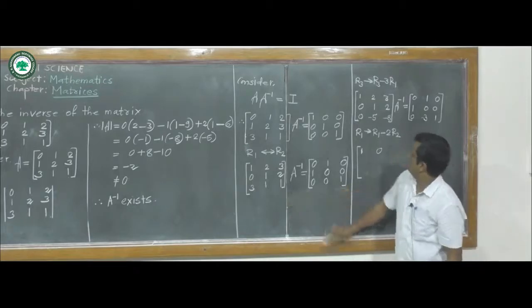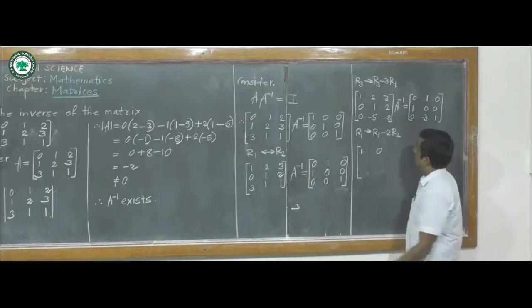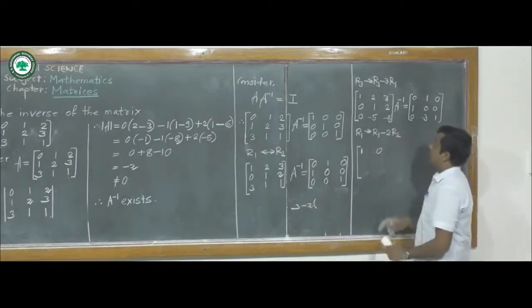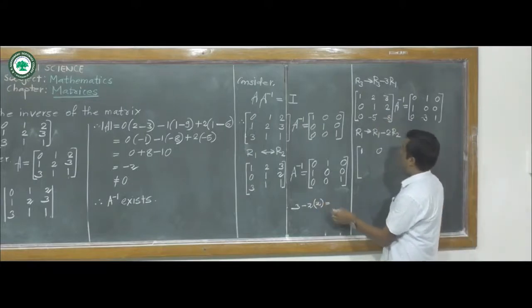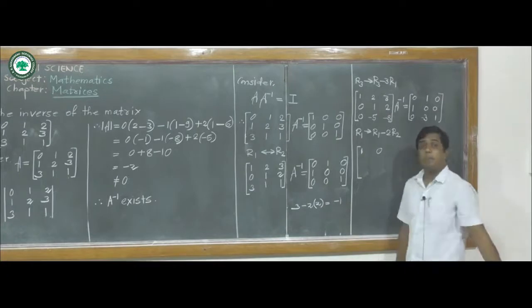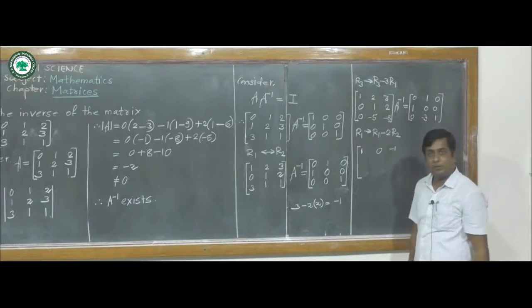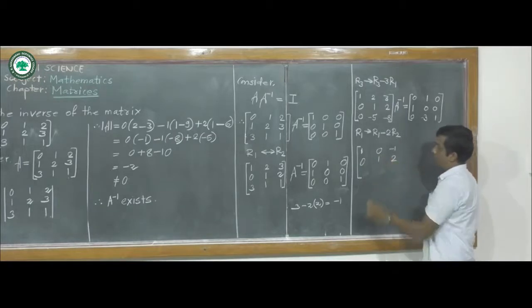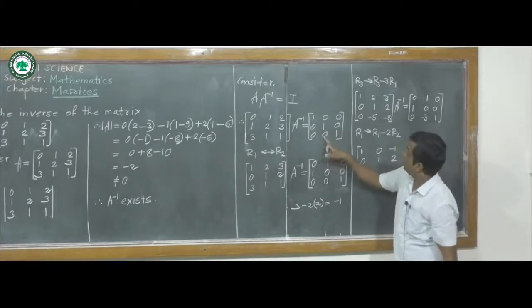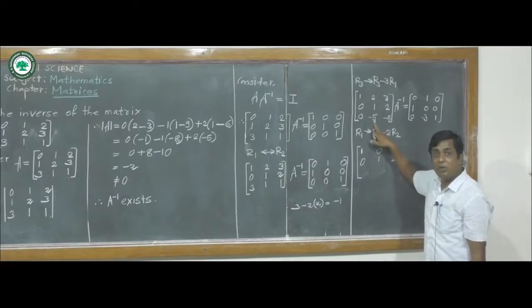Next, the last element from this row is 3. Then with minus 2, the last element from second row is 2. Here we get 3 minus 4. We know 3 minus 4 is minus 1. So here in the position of 3, we get minus 1. Now here we keep our second row as it is, 0, 1, 2. Again in the next step, in the position of A32, we want 0. That is, in the position of minus 5, we want 0.